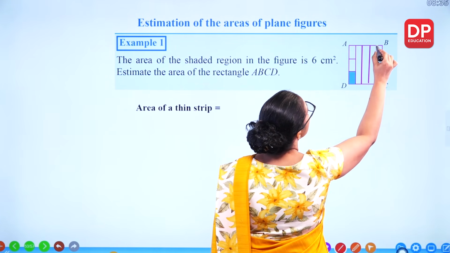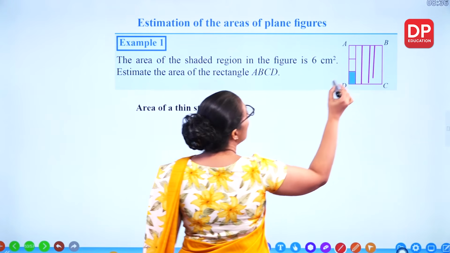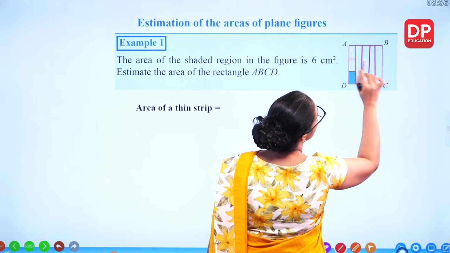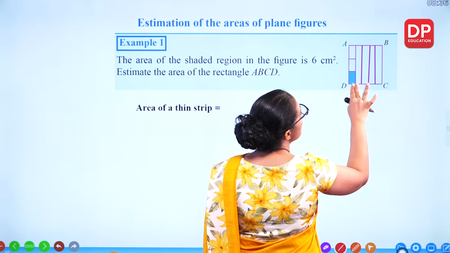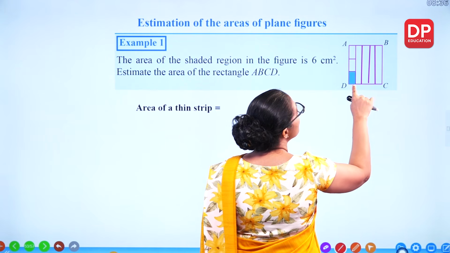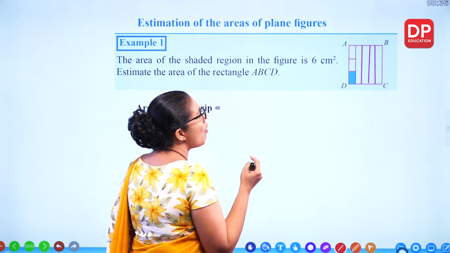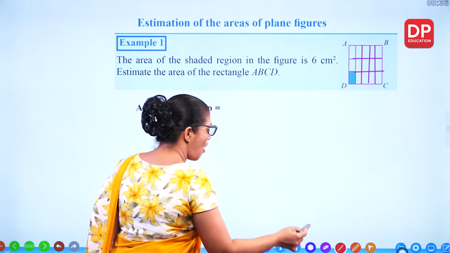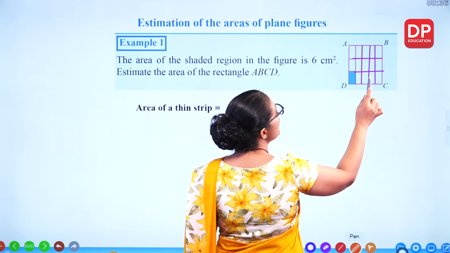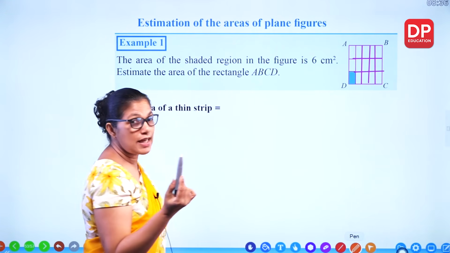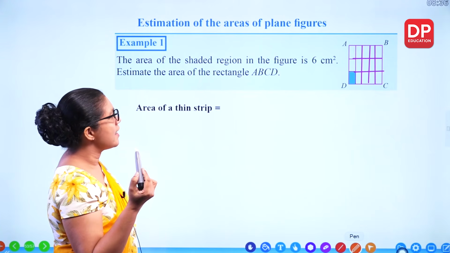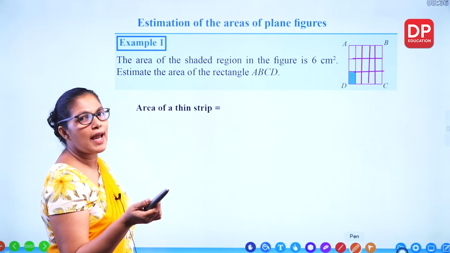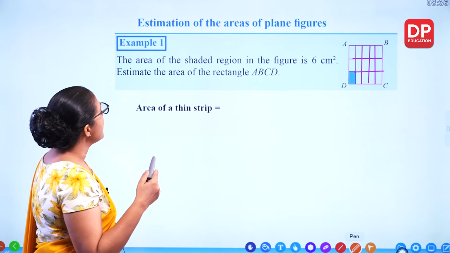My diagram is not okay, but we can see we can fit 5 strips like that. So all together, now if you can divide this way also, how many rectangles can you fit? 1, 2, 3, 4, 5. 5 times 3, 15 small rectangles. So if we find the area of one rectangle multiplied by 15, you can estimate the total area.